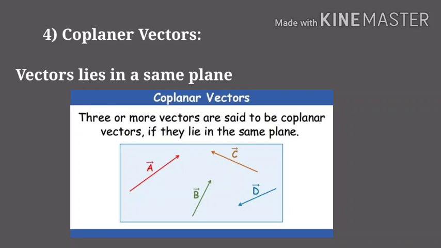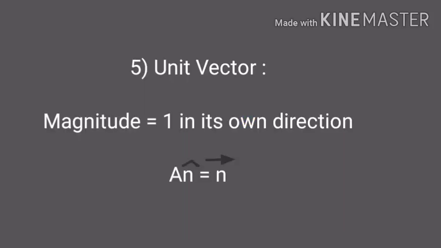Number 4, coplanar vector. If some vectors belong to a plane, then the vectors are called coplanar vectors. Number 5, unit vector. If the magnitude of a vector is 1 in its own direction, then the vector is called a unit vector. We know that the magnitude of a vector is a scalar quantity. If we multiply a unit vector with that magnitude, the scalar quantity becomes a vector quantity, like a n cap is equal to a vector.